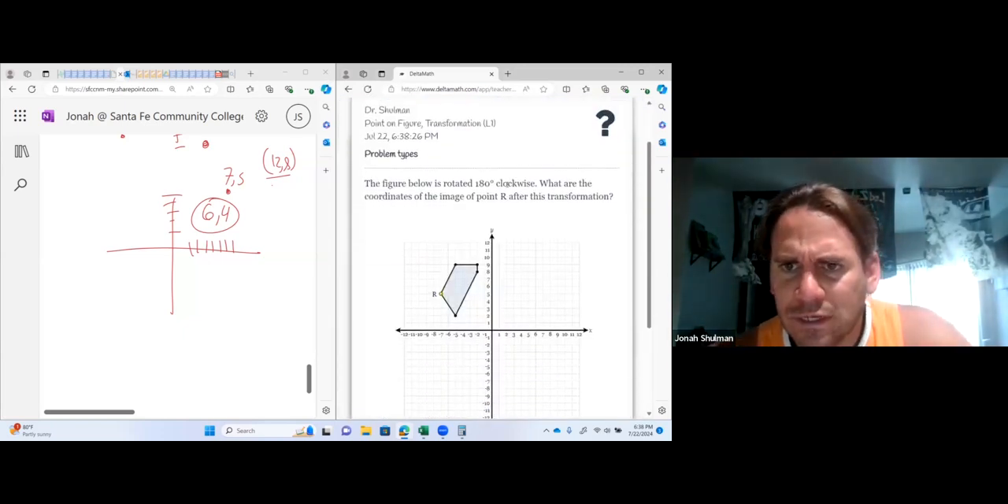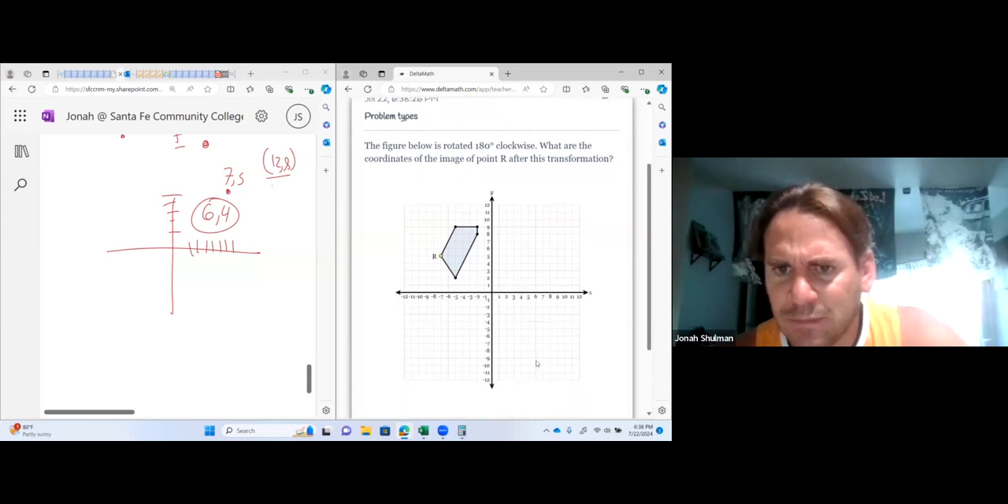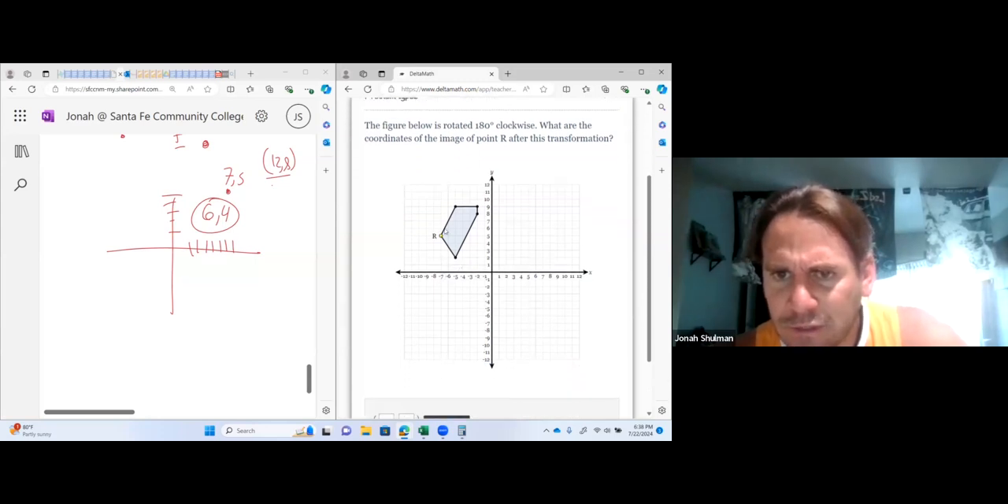The figure below is rotated 180 degrees clockwise. Okay, so it's here. What are the coordinates of point R? So if we're here, I believe I just have to make them both negative. So negative 7, 5. We're gonna go 7, negative 5.